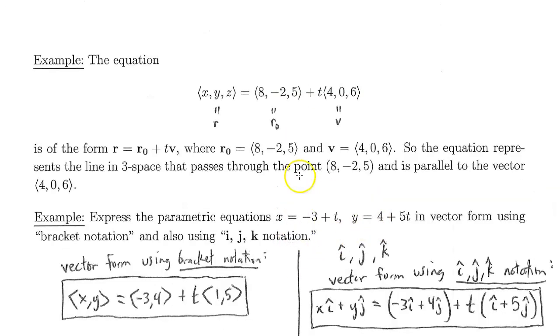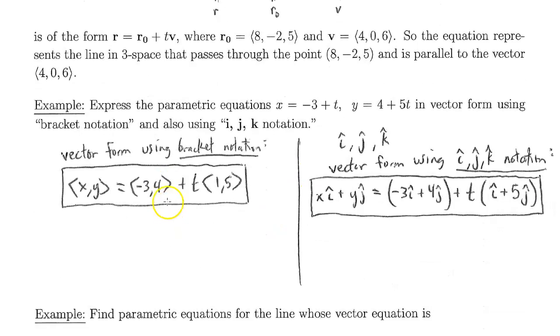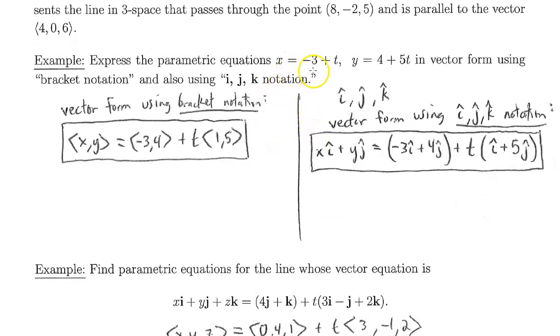Okay, so let's do another example here. Express the parametric equations, which are in 2-space, in vector form using bracket notation, and also in vector form using the ijk notation. So x equals negative 3 plus t, y equals 4 plus 5t.